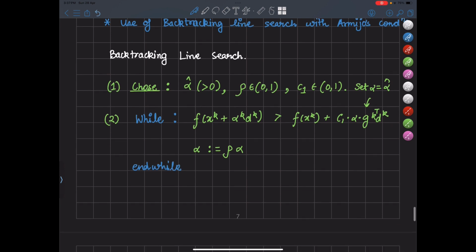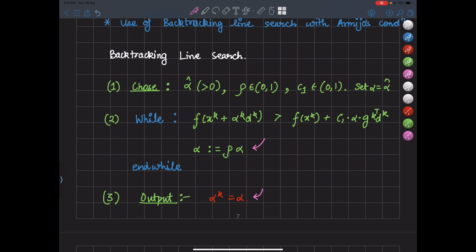And the output is given as alpha k equal to alpha. So basically the stopping condition is the Armijo condition. If it is not satisfied, we keep on reducing the value of alpha. Once it satisfies the Armijo condition, we come out of the loop and use this step length. So this is a generic algorithm.